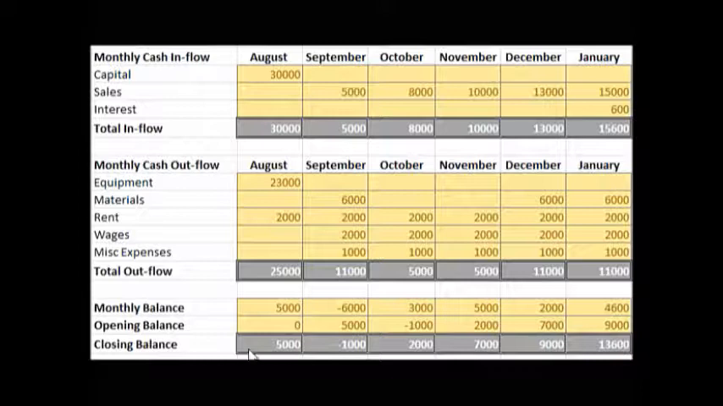Final figure on our cash flow forecast is the opening balance. This is last month's closing balance. So for August, this is 0 because we do not know last month, which is July's closing balance. For September, the opening balance is £5,000 because August's closing balance was £5,000. For October, the opening balance is minus £1,000 because the previous month, September's closing balance was minus £1,000. For November, it is £2,000 opening balance as October's closing balance is £2,000. For December, opening balance is £7,000 as November's closing balance was £7,000. In January, the opening balance was £9,000 as December had a closing balance of £9,000.